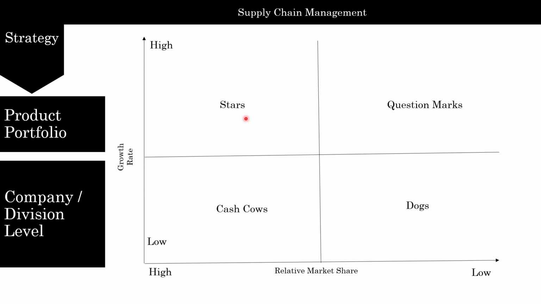High growth rate but low market share are question marks. Companies need to decide whether they want to invest in these question marks to move them to stars or divest, depending upon their chances of becoming stars. And finally, low market share and low growth. Companies should look to liquidate, divest, and reposition these products.